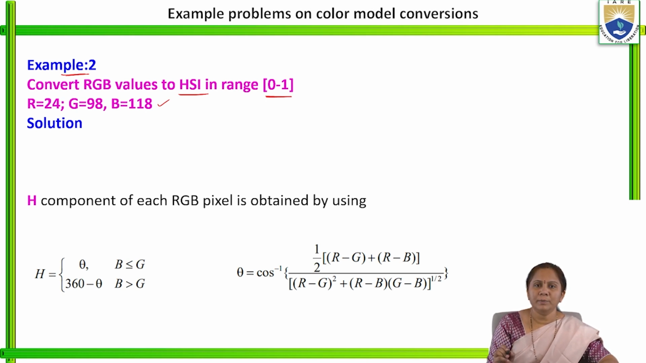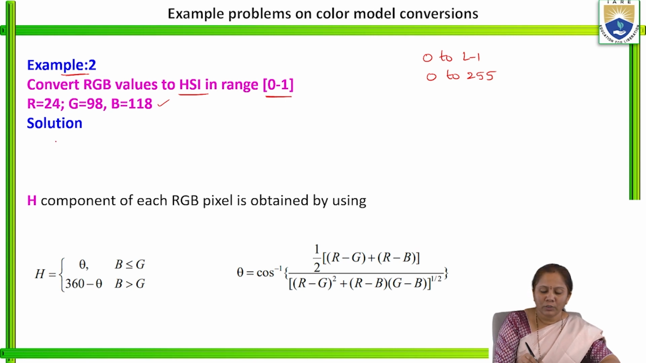While converting RGB to HSI, the given values of RGB should be normalized. Then those normalized values of RGB should be used to convert into HSI. So to normalize, the intensity value for each color will be ranging from 0 to L minus 1. That means here it is 0 to 255. So each color should be divided by 255. To find the value of R, it is given as 24 divided by 255. So we will get 0.09.